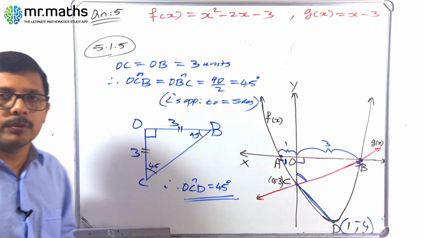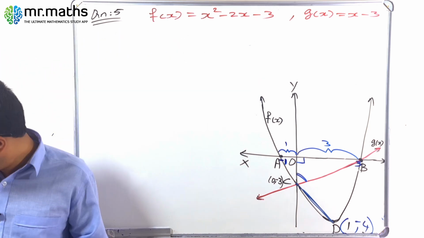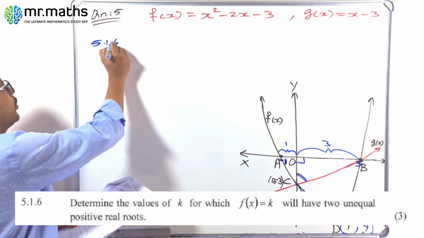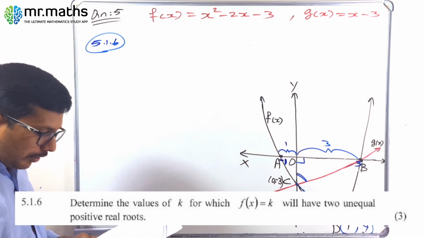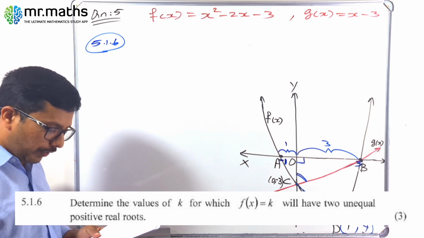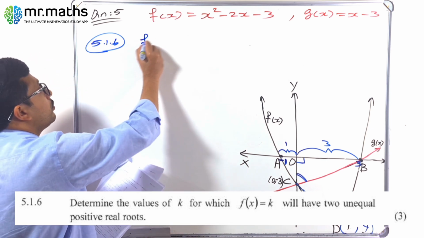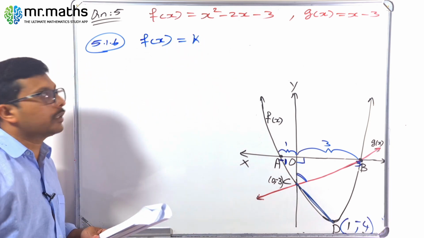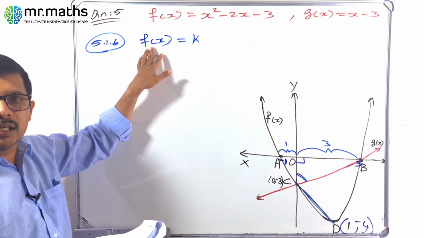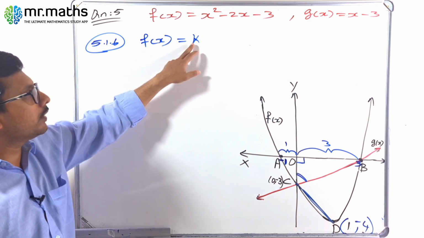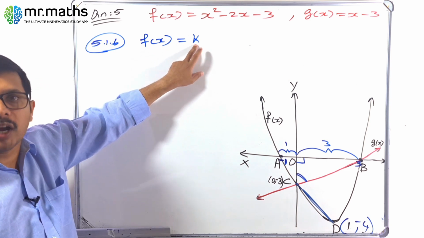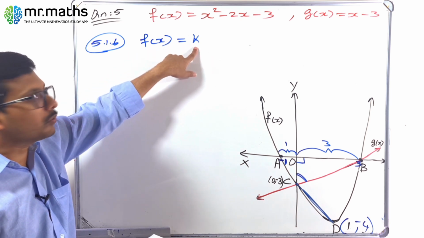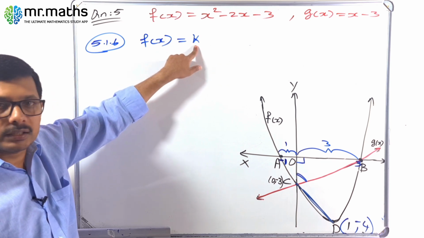Now let's move to 5.1.6. Question number 5.1.6. What is that question? Determine the values of k for which f of x is equal to k. Normally we say f of x as y. So k, what they mean is y. So f of x is equal to k means that k stands for y.